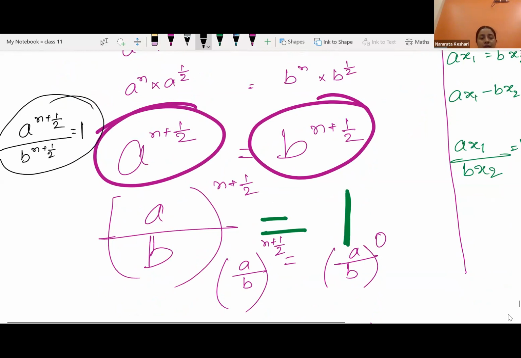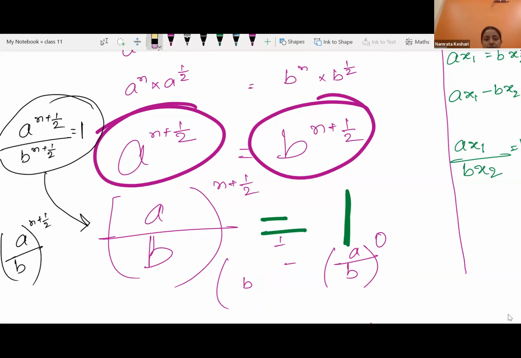Yes. And directly we can write it as this one, because the law of exponents says that if the power is the same, then you can write a by b, and the whole thing having power n plus 1 by 2. That's what we have written in this particular step. Can you see? Till here, any doubt? Anyone having any doubt so far?